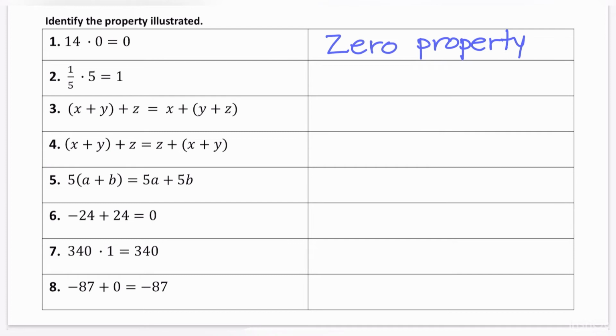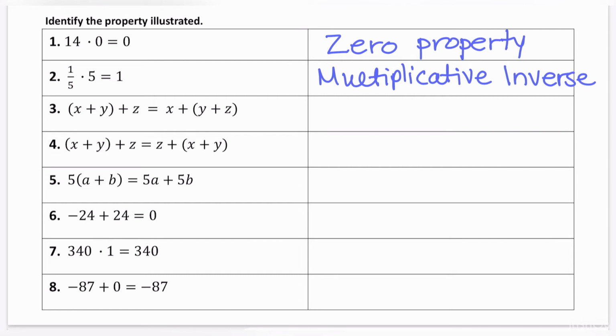Take a look at number 2. 1/5 times 5 is equal to 1. 1/5 and 5, they are reciprocals of each other. They're inverses of each other, and we're multiplying. So this is the multiplicative inverse property.